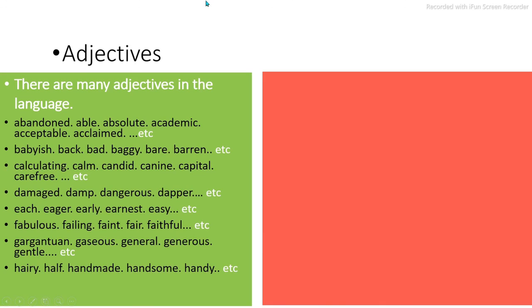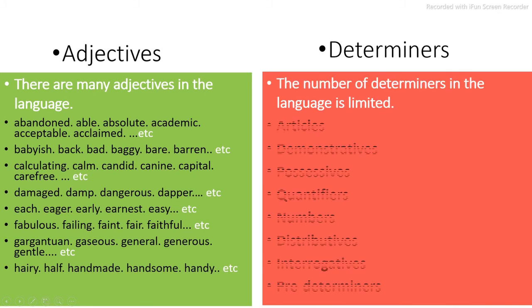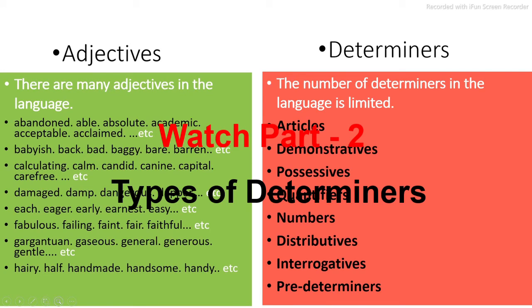The next difference between adjectives and determiners is that there are so many adjectives in the English language, thousands and thousands of them. Here I have just written a few of them, but it's not so with determiners. We have a limited number of determiners, they are fixed. Here you can see 7 to 8 determiners displayed. These are the fixed number of determiners, whereas adjectives can be 1000 in number. So this is the last difference. Thank you.